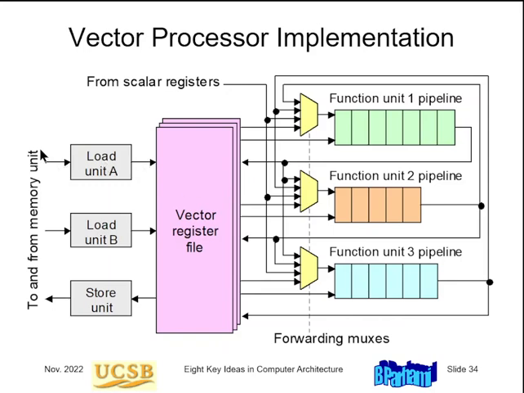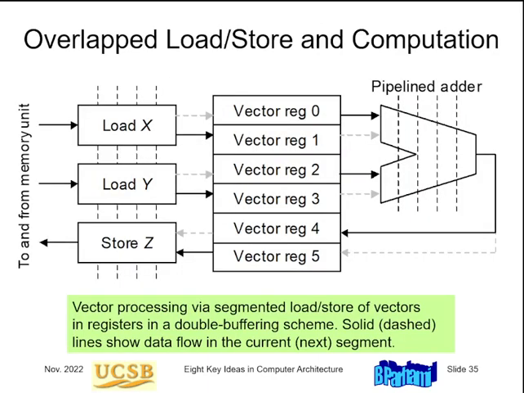Of course, memory can still be a bottleneck, so these vector processors were designed to have a very efficient memory interface. There's a load unit that allows us to load a vector into this register, a second load unit that allows us to load into this register, and a store unit that simultaneously allows us to store the values from a third register into memory.